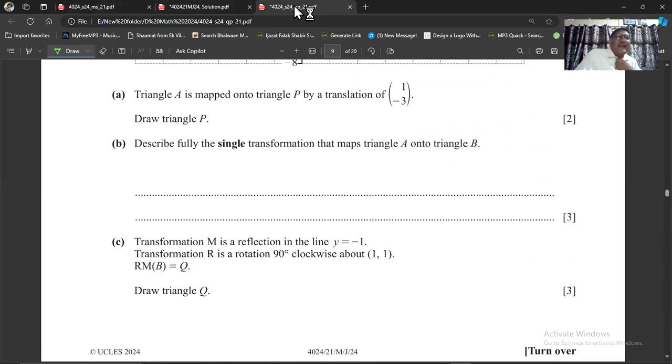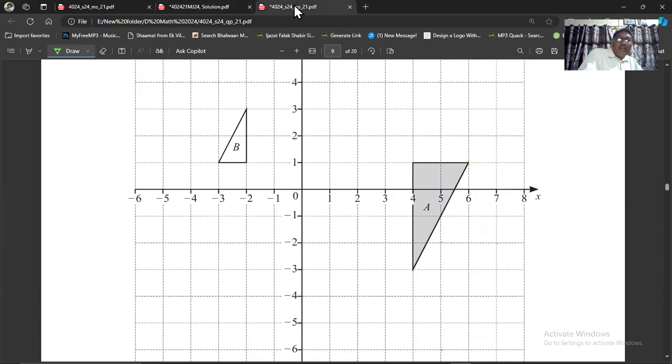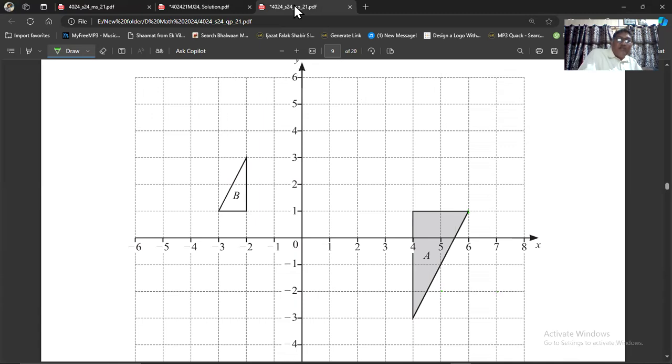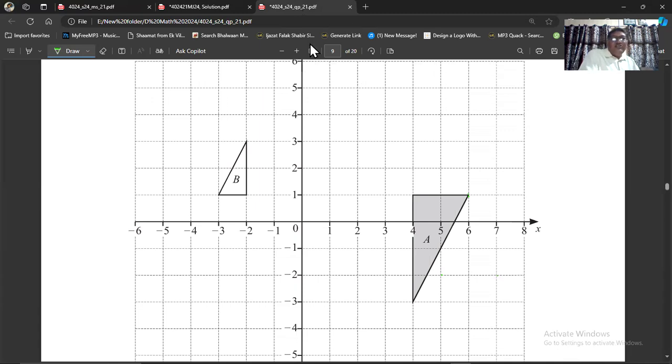Okay, then he says describe fully the single transformation, that's the B part. Describe fully the single transformation that maps the triangle A onto triangle B. So let me show you. The triangle A onto triangle B. Okay, so what I will do, you see this is smaller, this is big. So that means enlargement has taken place.